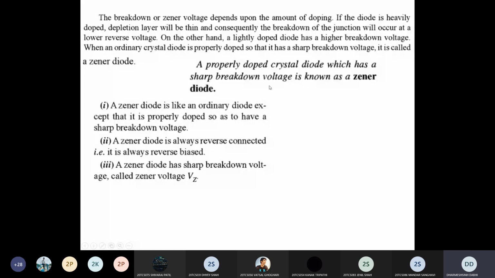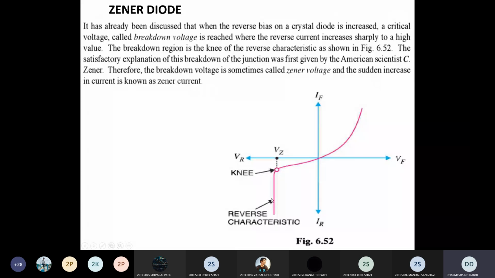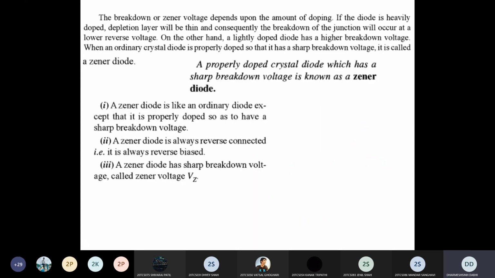So what are the different characteristics of the Zener diode? The Zener diode is like an ordinary diode except that it's properly doped, so it has a sharp breakdown voltage. As we discussed in the characteristic, this breakdown happens very sharply because it is properly doped, whereas your normal diode is not properly doped. Because of that, the breakdown does not happen sharply in the normal diode. So that is one point you can write if you are asked for a comparison between Zener diode and normal diode.